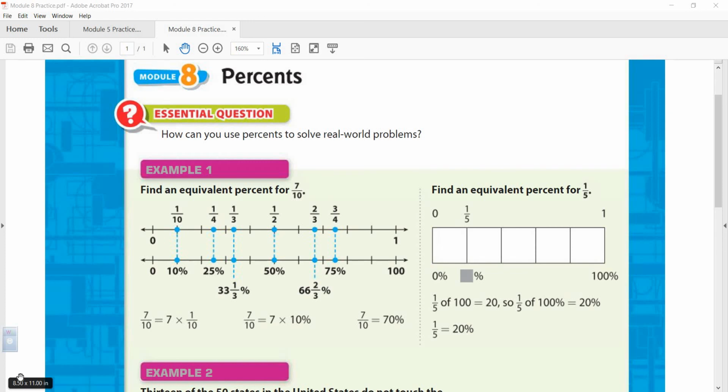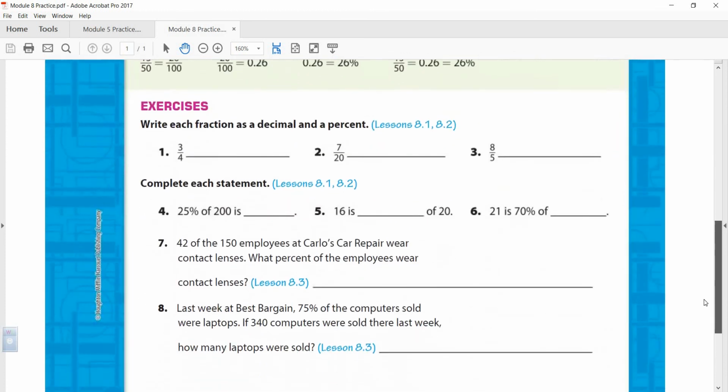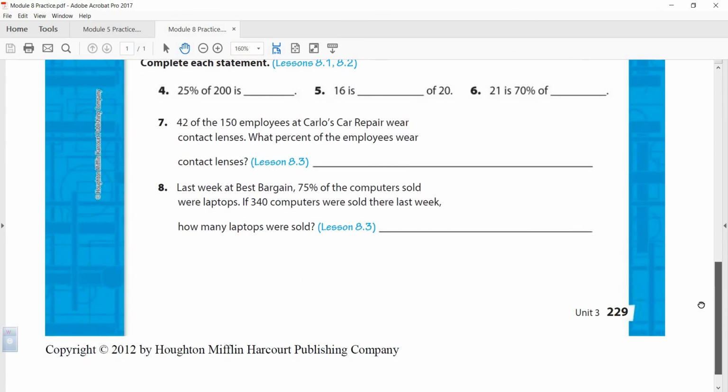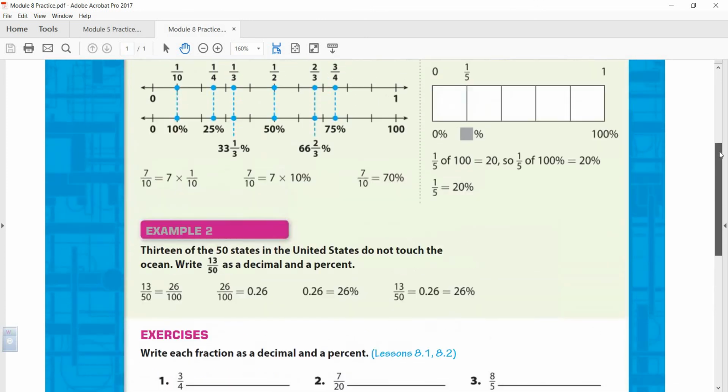Well, hey everybody, Mr. Reeves with you, and we are doing some preparation for our quiz on percents and solving problems with percents. So what I have right here is the Module 8 review. This is from page 229 in the Math 6 textbook, if you were wondering.